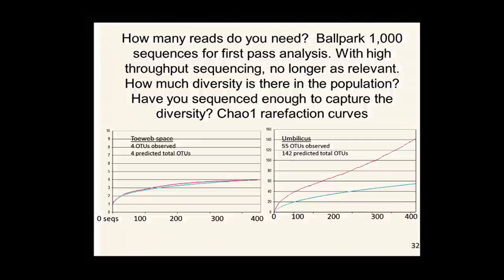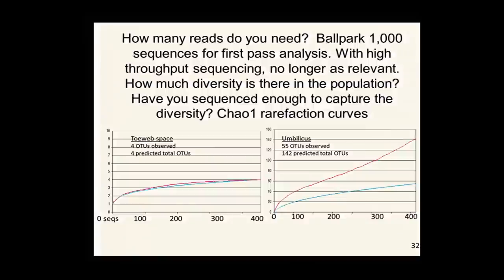Have I sequenced enough? This used to be sort of an issue for us because with Sanger sequencing, it was quite expensive to generate 100 sequences. But now basically on an Illumina or an old 454 instrument, I would say you needed ballpark 1,000 sequences for a first pass analysis. And most human sites will have started to level off by that. If you want to look at it, you can use Chao1 rarefaction curves. That's again built into the pipeline.